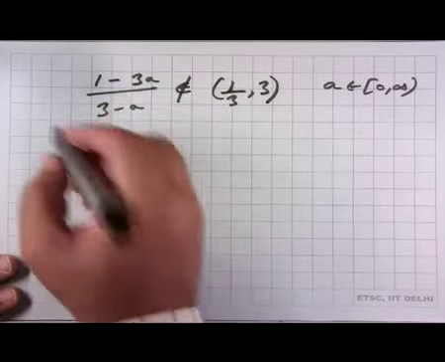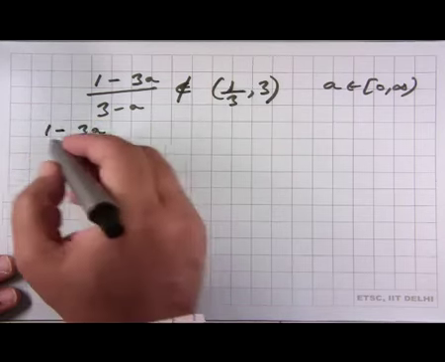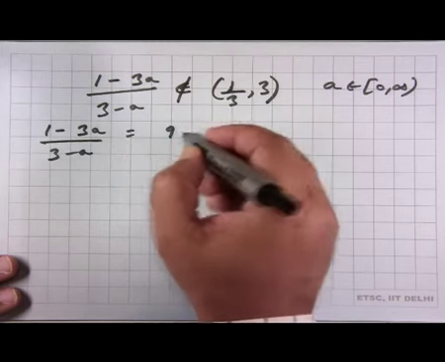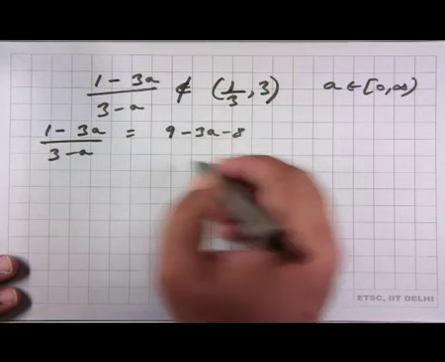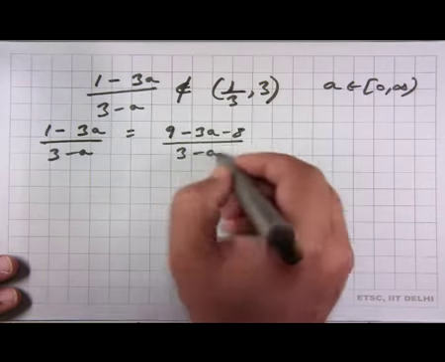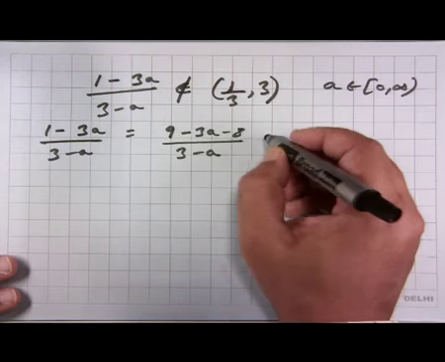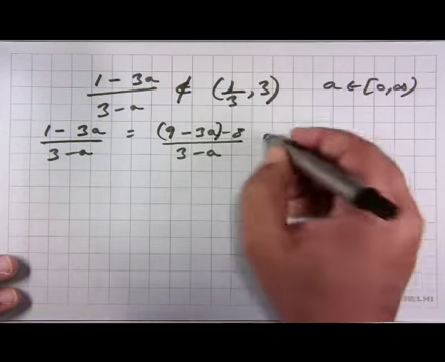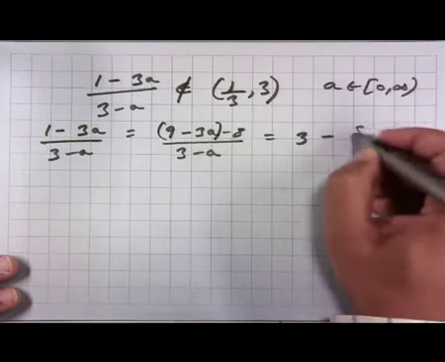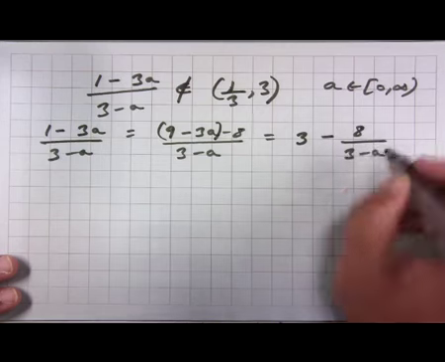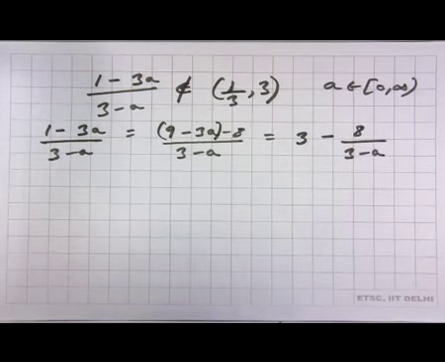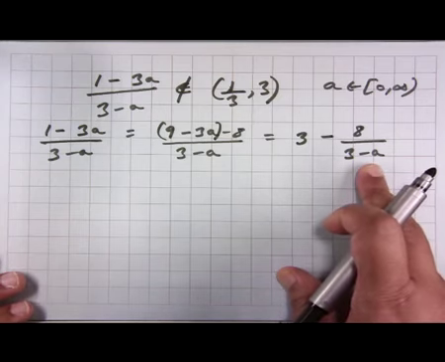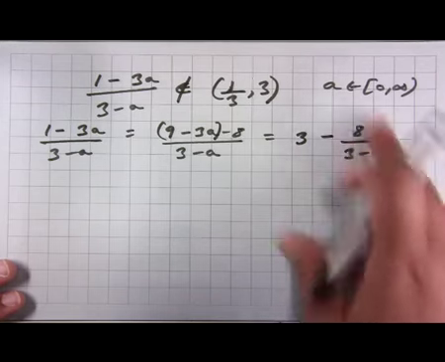Now, we start off with this, and that can be written as 9 minus 3a minus 8 over 3 minus a, and this 9 minus 3a is 3 times the denominator. So, this is equal to 3 minus 8 over 3 minus a. At this point we have to treat two different sets of values that a can take. A of course is non-negative.